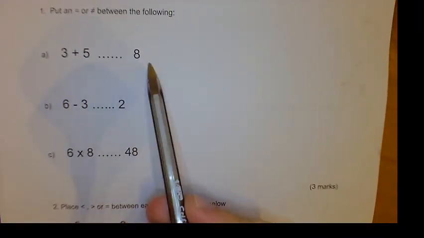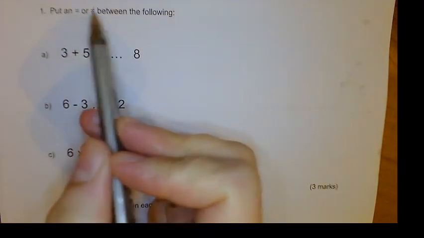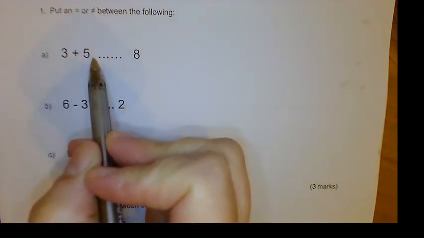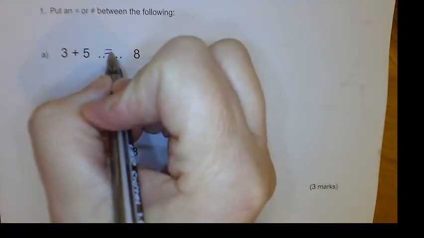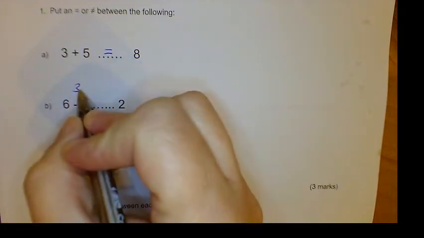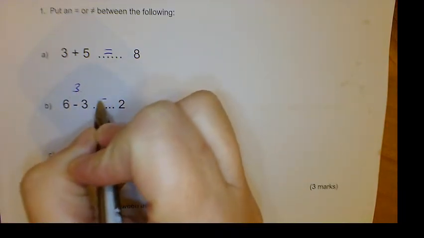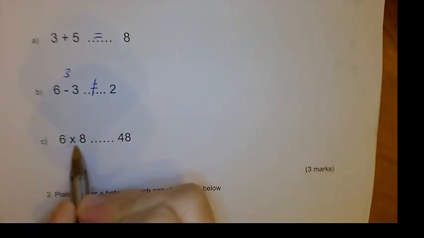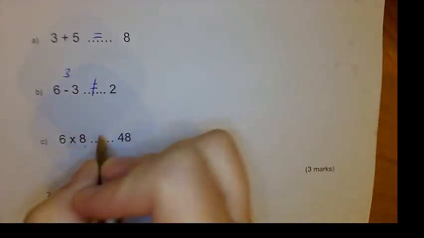This was your first question. You had to put an equals or a not equals between the following. Well, 3 plus 5 is the same as 8, so it's equal. 6 minus 3 is 3. And 3 is not the same as 2, so we put a symbol like that. That just means not equal to. 6 times 8, hopefully you all knew, was equal to 48. 3 marks, 1, 2, 3.